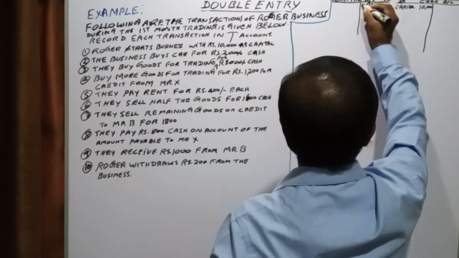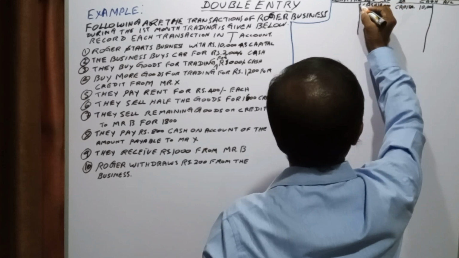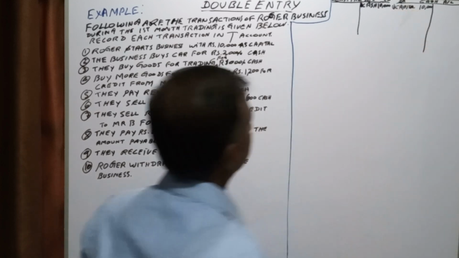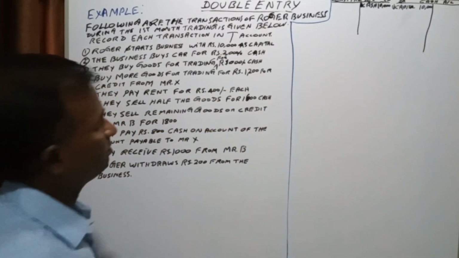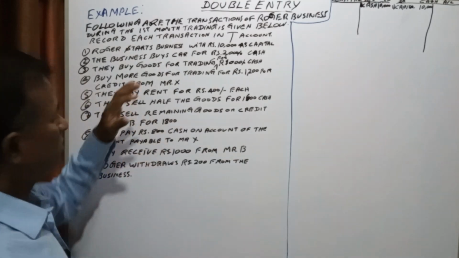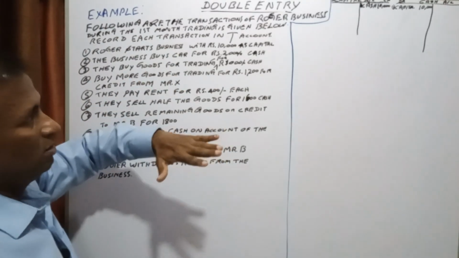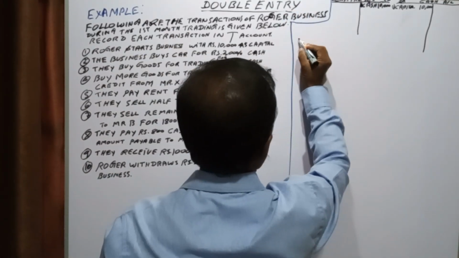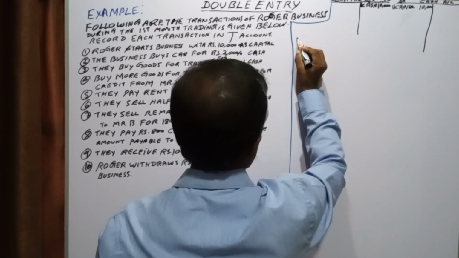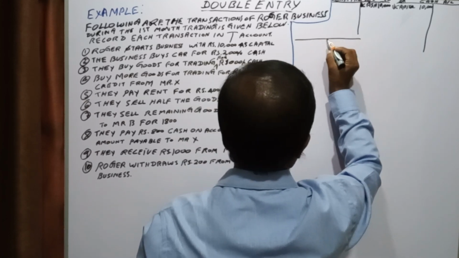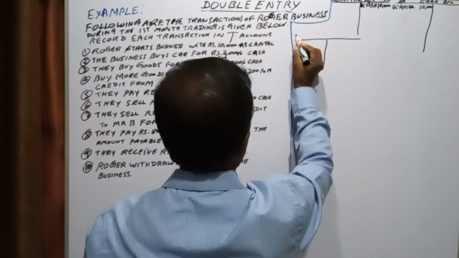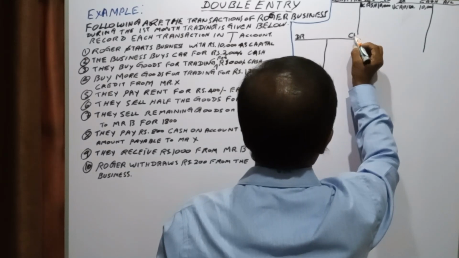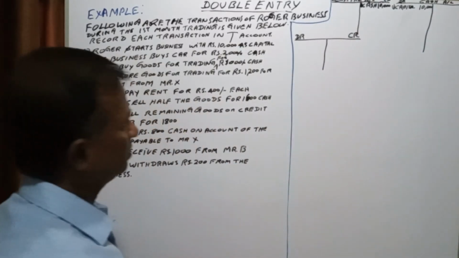I will number it for you, number 1. Capital. So have you understood all this? In a T account, I will draw here and show you. This side is debit, we will denote it as debit. This side is credit.